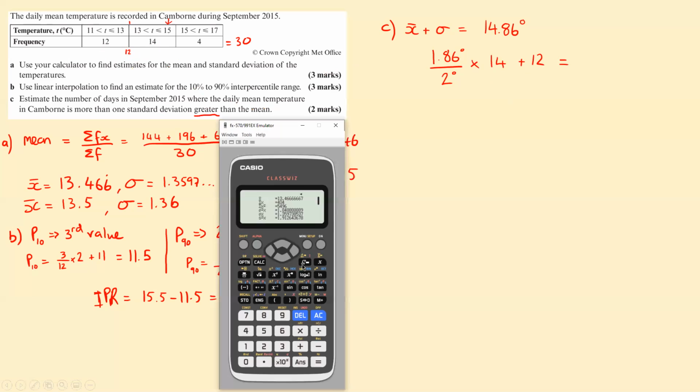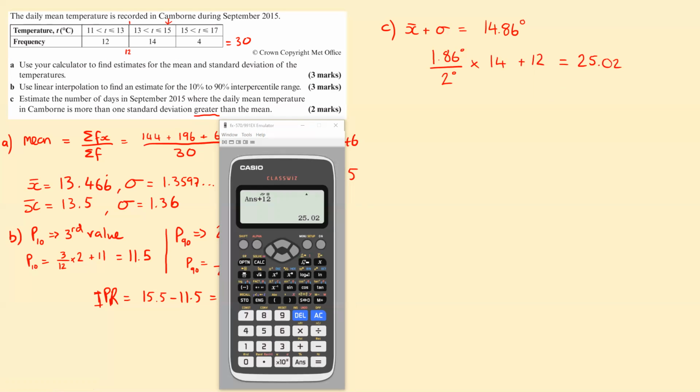So let's work out what that actually is. If I get my calculator into the right setup. So 1.86 divided by 2 times by 14, and then I want to add on to that the 12. So that gets me 25.02. So there's 25 days that have a temperature below this. So 25 out of 30 days.